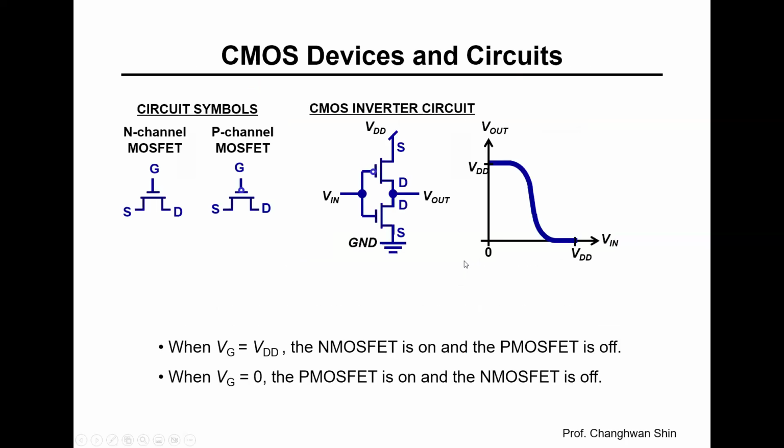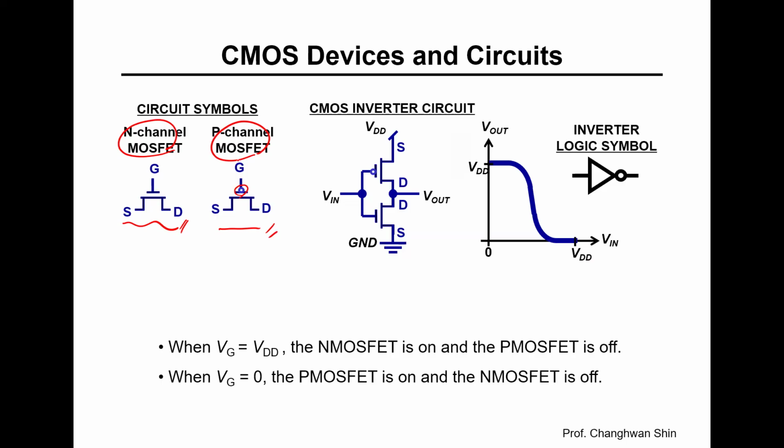Now let's take a look at the CMOS devices and circuits. CMOS technology combines N-channel and P-channel MOSFETs together to create highly efficient digital circuits. Let's take a look at the circuit symbols. The N-channel MOSFET symbol has been drawn here, and the PMOS symbol has been drawn here. Take a look, there is a small circle on the gate electrode to indicate a p-channel transistor.